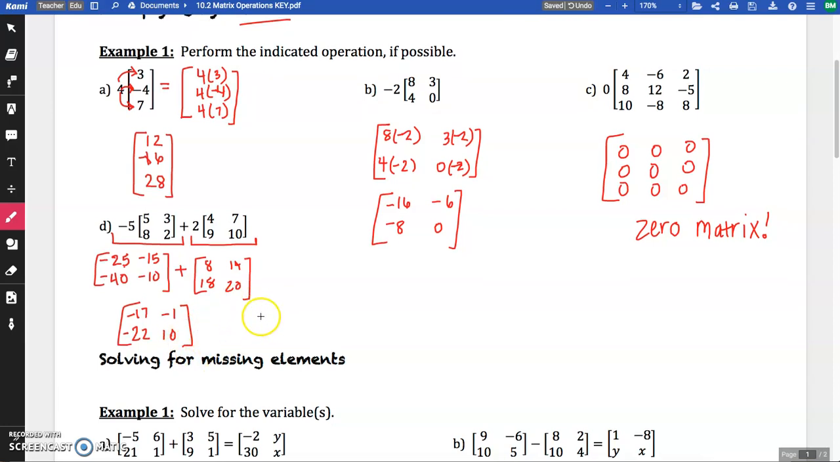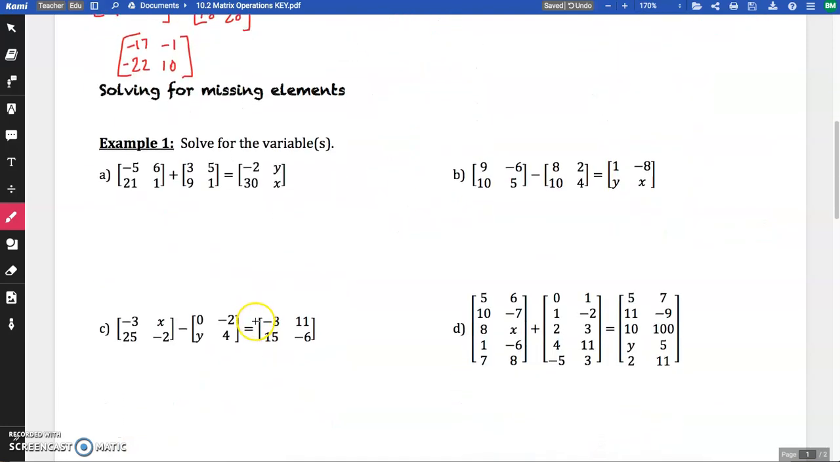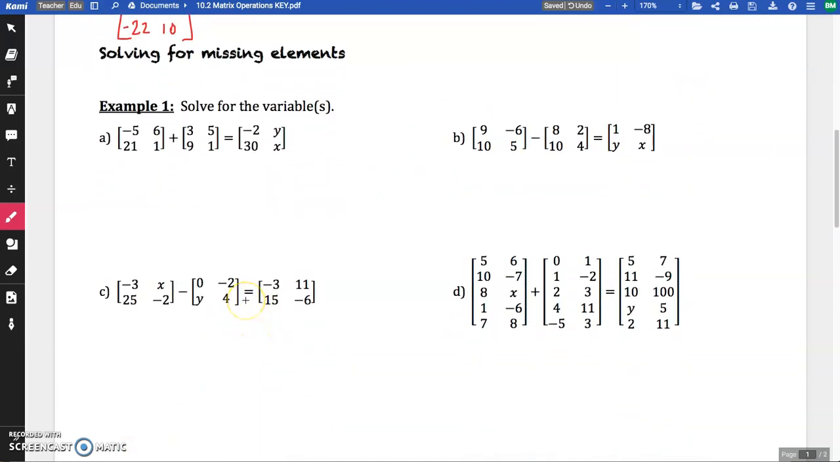So our next topic today is solving for missing elements. So now we have an actual equation, right? We have an addition problem with an answer, so equal sign and then an answer. And this time we're missing some elements, okay? So we're going to be solving for those variables. So to do this, it's actually a lot easier than you might think. We're going to find the missing variable first. So I see an x and a y. Let's start with x.